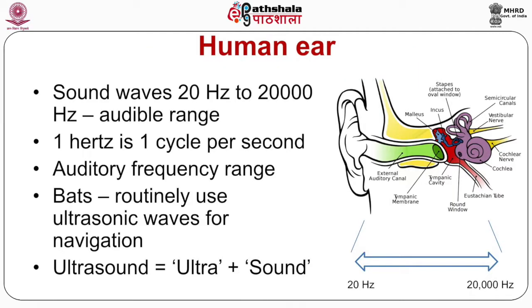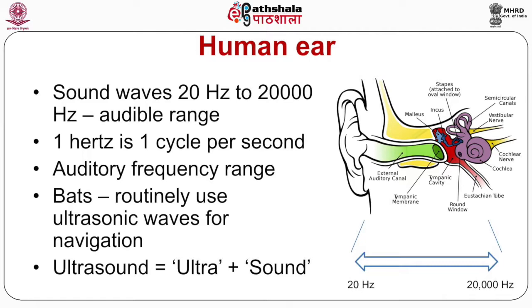Now, the sound waves that are audible to us are of a definitive frequency range. What we mean by frequency is the number of cycles per second in a wave. The commonly used unit for frequency is hertz, where 1 hertz depicts 1 cycle per second. For the human ear, we cannot perceive sound waves of all frequency ranges. Only the waves between 20 Hz to 20,000 Hz are audible to us, and this frequency range from 20 to 20,000 is known as the auditory frequency range.